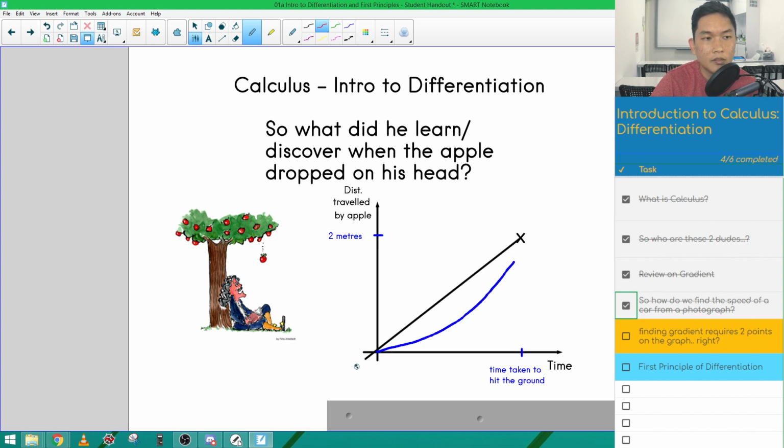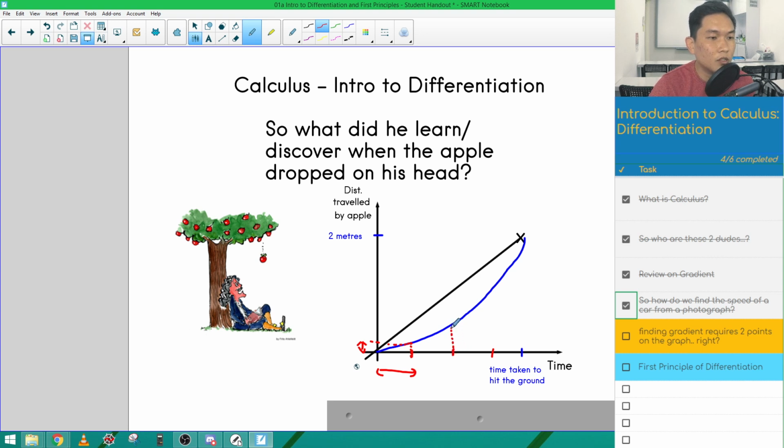Isn't it? So why this curve? Okay. And we can just look at this way. Let's split 1 second up into 4 different periods like this. In the first period over here, in the first quarter, this is the distance traveled by the apple. Not much. That's because the speed is not that fast in the first quarter of the second.